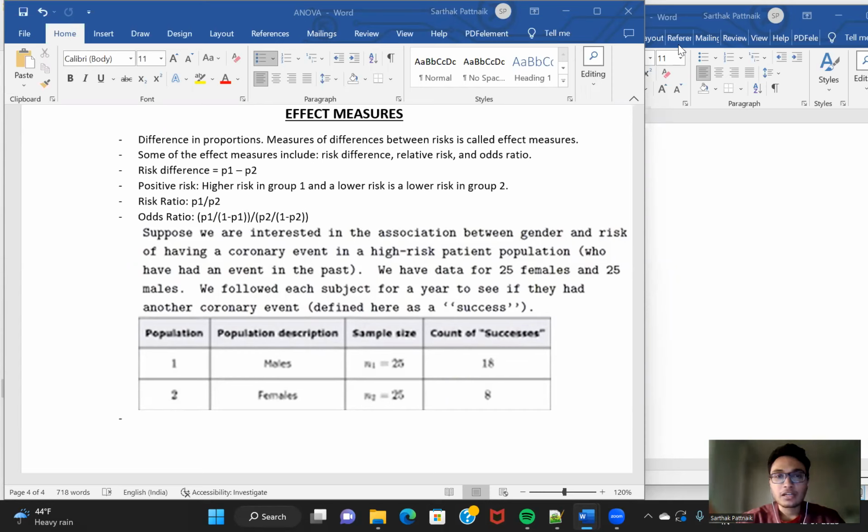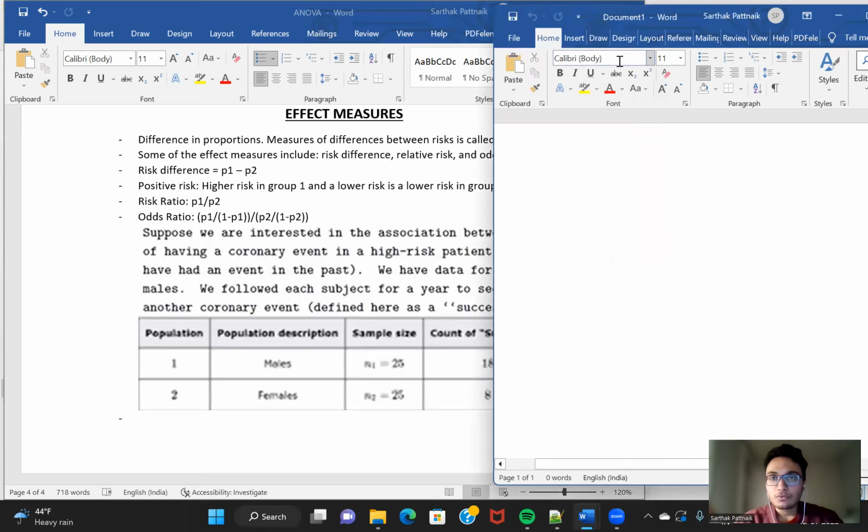In this session, we'll be looking at effect measures. In our previous session, we looked at one sample and two sample tests for proportions. Effect measures are related to whenever we have two samples, so this is applied to your two sample test for proportions concept. The measure of differences between risks is what is known as effect measures.